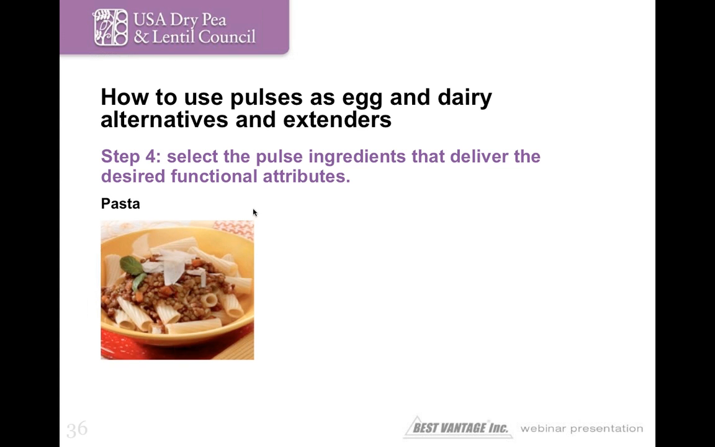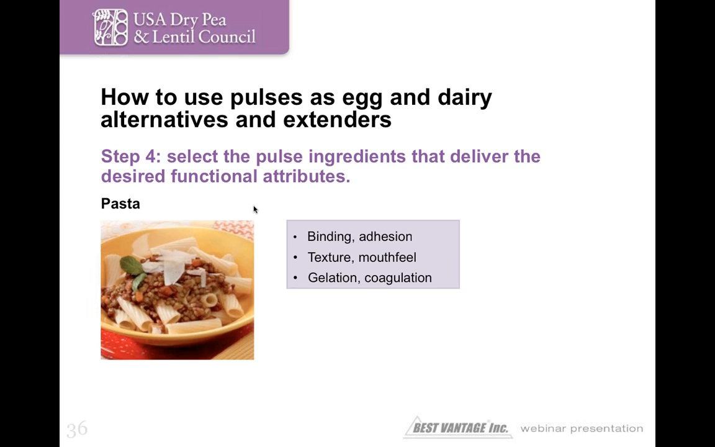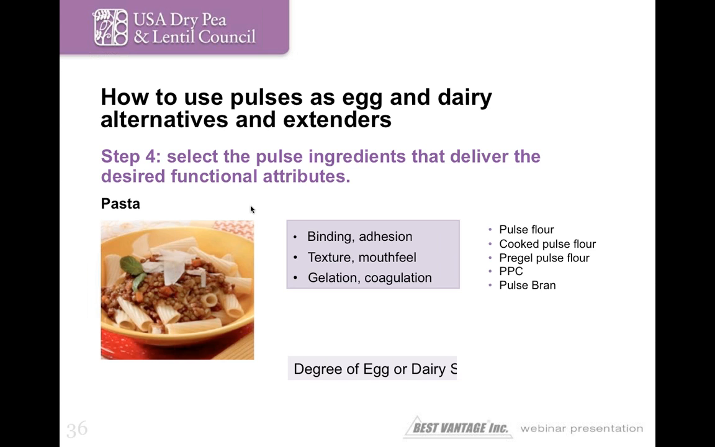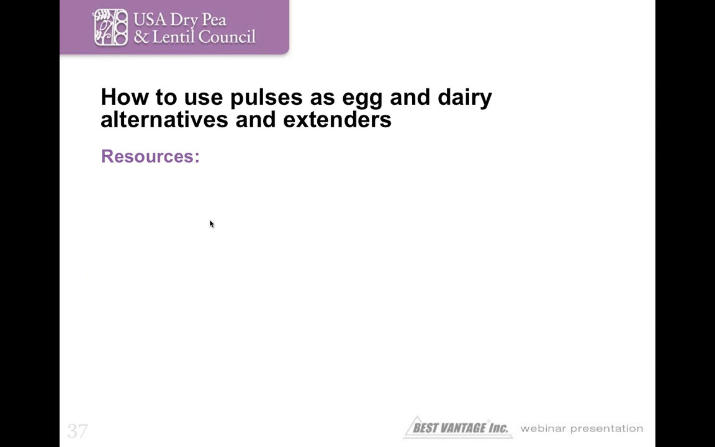Let's look at another example, pasta. We spoke extensively about pasta in our last webinar presentation on gluten-free product development. But in pasta, eggs provide binding and adhesion, texture and mouthfeel, gelation, and coagulation. They are an important component to that desired al dente texture that is desired from pasta. But we also looked in pasta to make them robust to processing conditions, especially if the pasta is going to be retorted or if it's going to be frozen and then reheated. In this case, with pasta, we can use pulse flour, cooked pulse flour, pre-gelatinized pulse flour, pea protein concentrate, and pulse bran to duplicate many of these qualities. Again, 100% substitution of egg or dairy ingredients has been achieved successfully with these products.